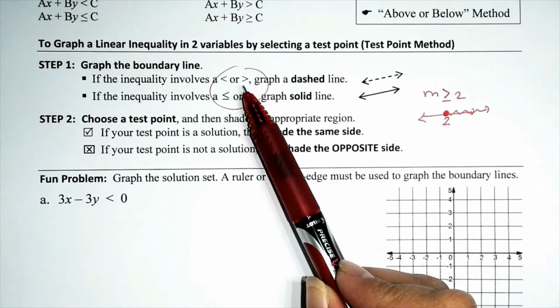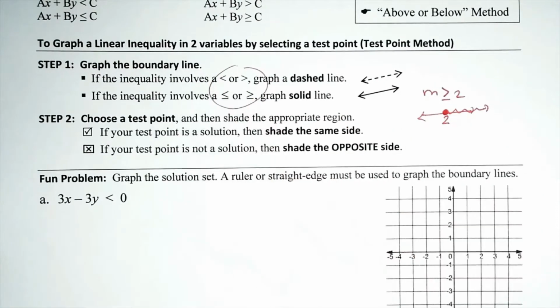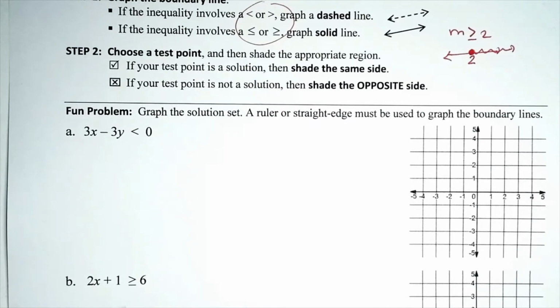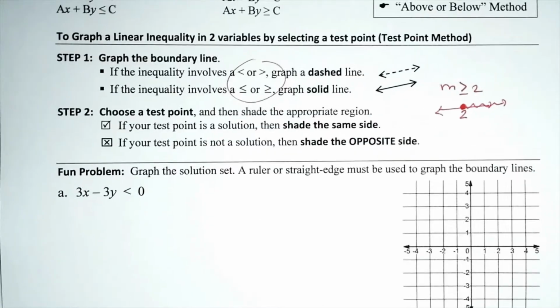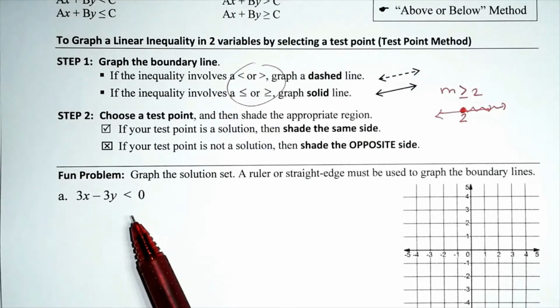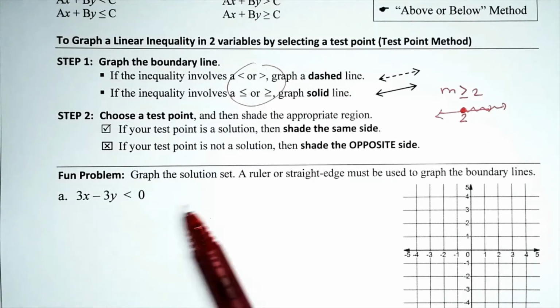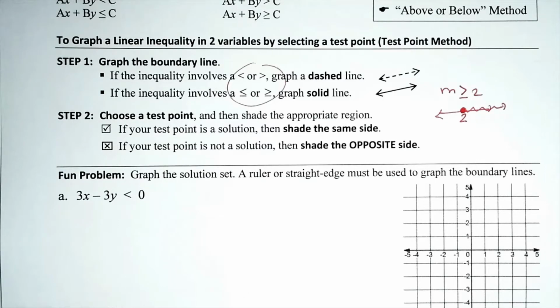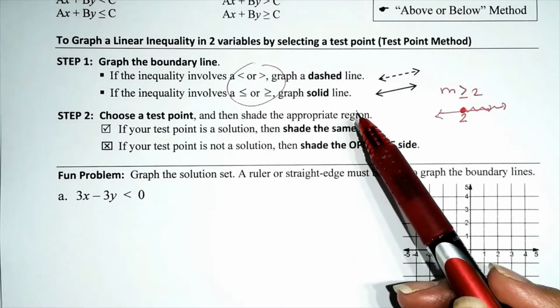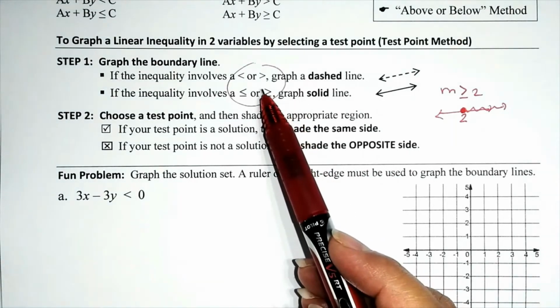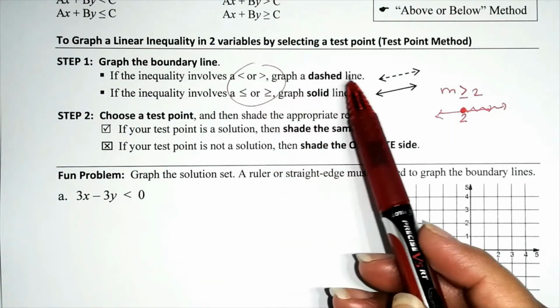Now, what if the inequality symbol doesn't have the equal to part, as in problem A? Yeah, I misread it. If the inequality symbol doesn't have the equal to part, then none of the points on the boundary line are part of the solution. So we will have to do a fake line, but no one speaks like that except for myself.